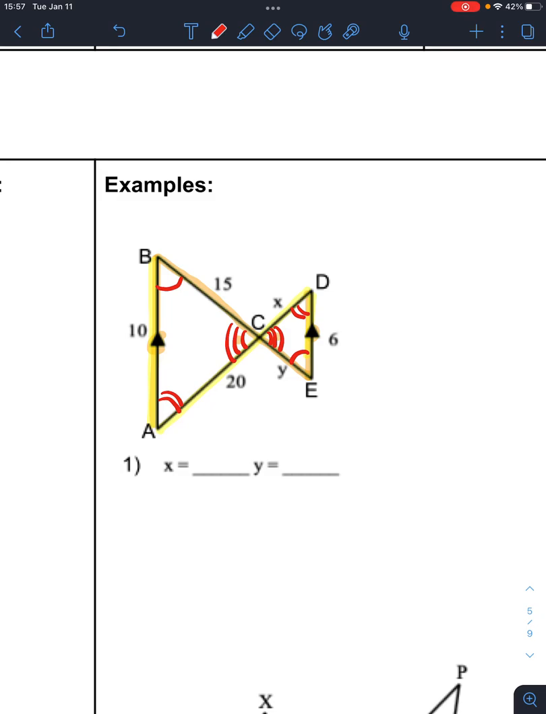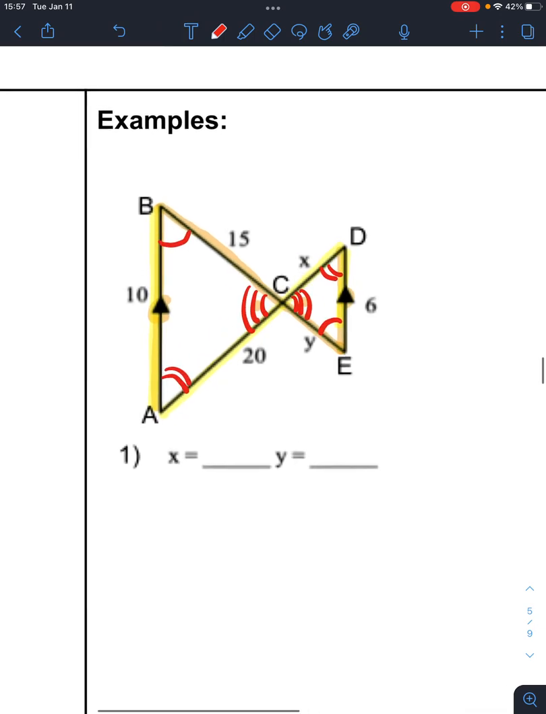Now, the reason that's important is because now this is going to tell me how to set them up. So here's what you want to do. I like to pull all of my numbers over to one side. It doesn't matter whether you move the numbers, the 10, the 15, and the 20, over to the small triangle, or the X, the Y, and the 6 over to the big triangle. It doesn't matter. I'm going to move them over to the big triangle just because I have more room over there to write.